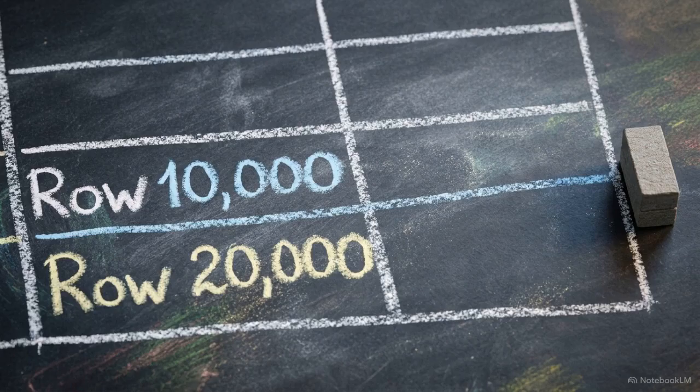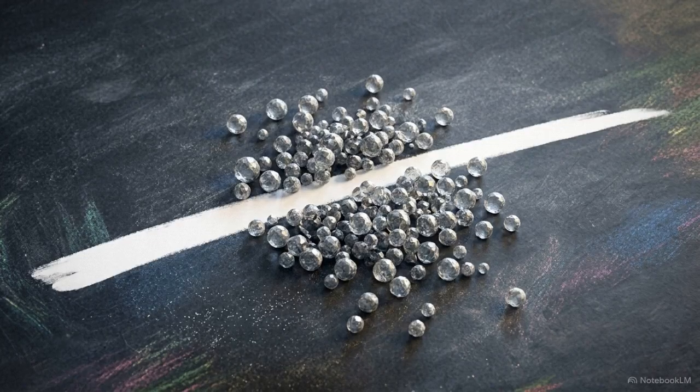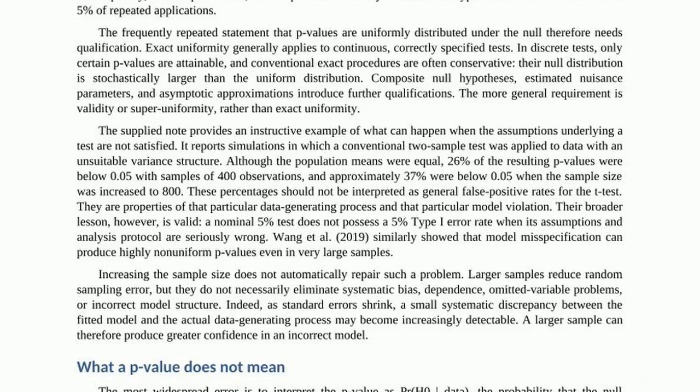calculation. A common reaction is to assume that increasing a study's sample size will automatically correct for these background errors by drowning out the noise, but the data shows otherwise. When a standard test is applied to data with an unsuitable variance structure, simulations show a massive 26% false positive rate at a sample size of 400 observations. When doubled to 800, the error rate climbs to 37%.